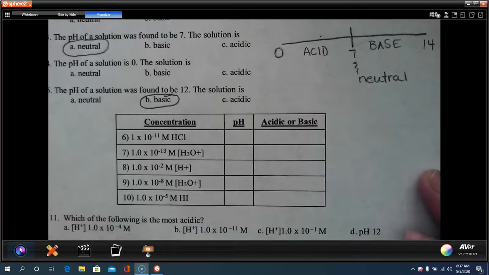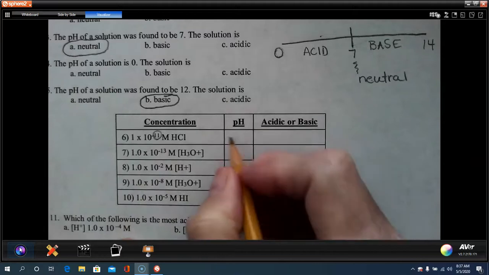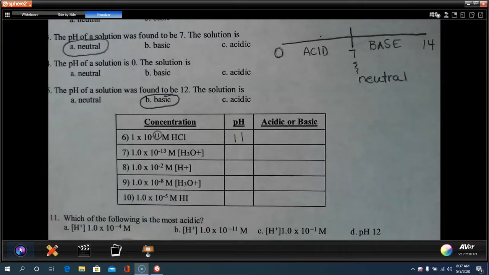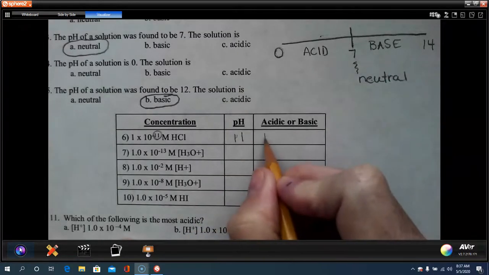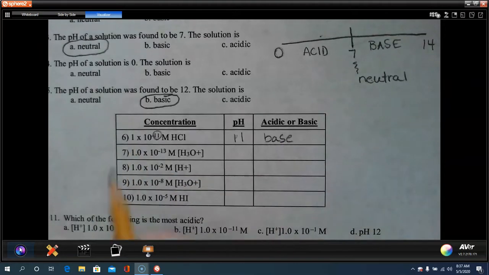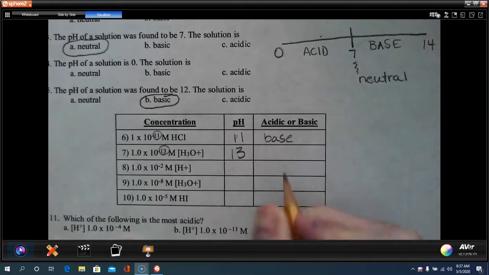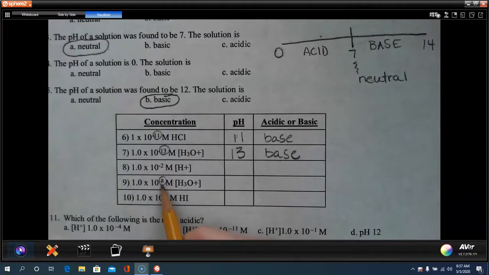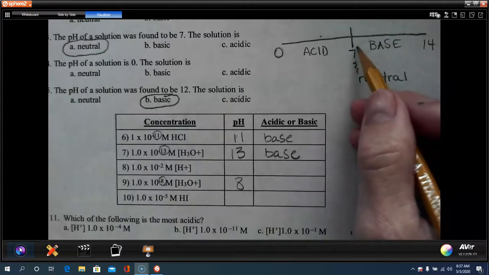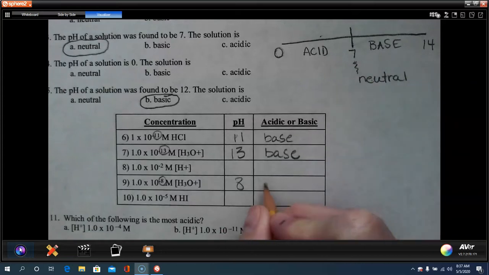Let's remember how easy it is to convert these concentrations into pH. Remember, what you do is you ignore the sign right here, and you take that number, and that becomes your pH. So a pH of 11 is what? It's a base. Lucky you, I did an even one. Number 7, 13 is my pH, so that means that's another base. Number 9, 8 is the pH. Well, 8's really close to 7. Is that neutral? No, it's not. 7 is neutral. 8 is a base.